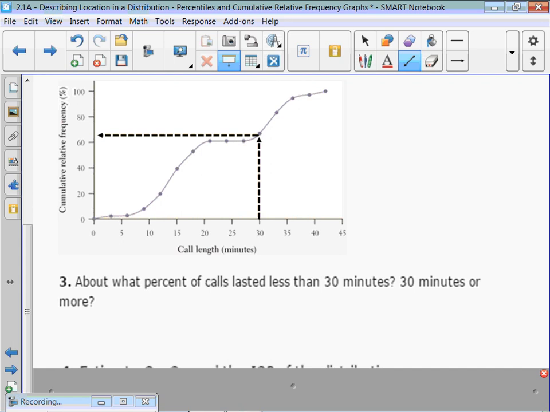Yes, 65% of calls lasted less than 30 minutes. So how many lasted longer? What percent lasted longer? 35%. So if 65% is less, then 35% is more.